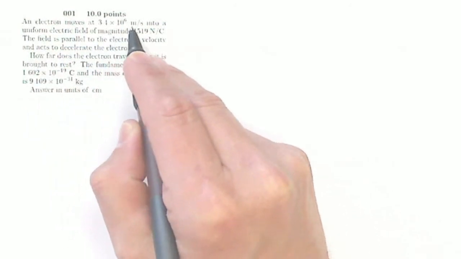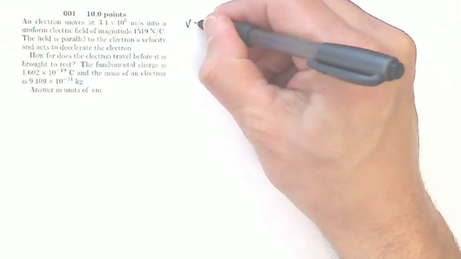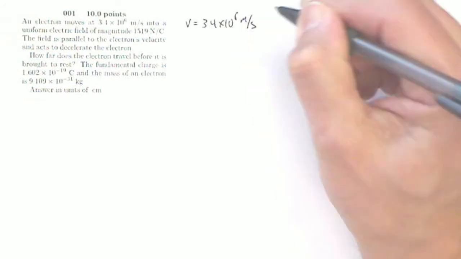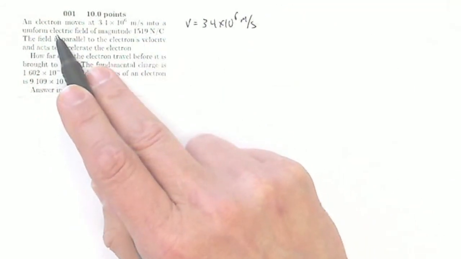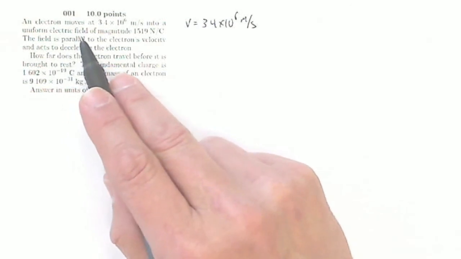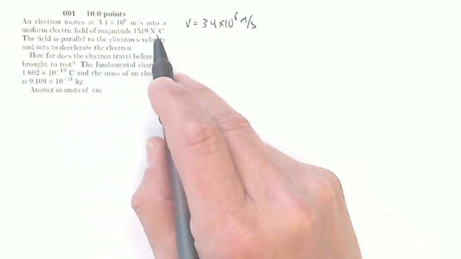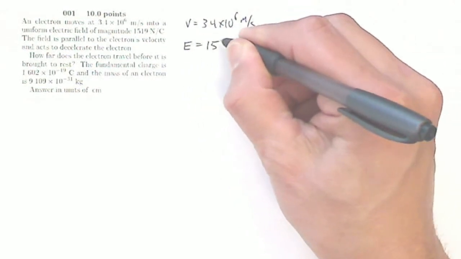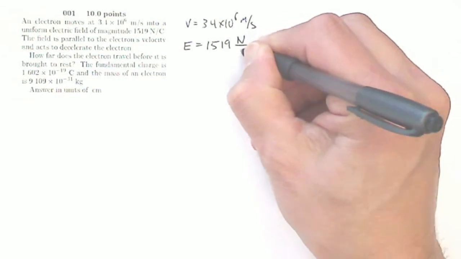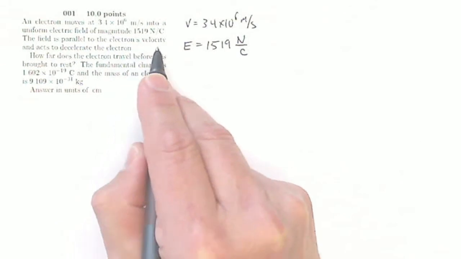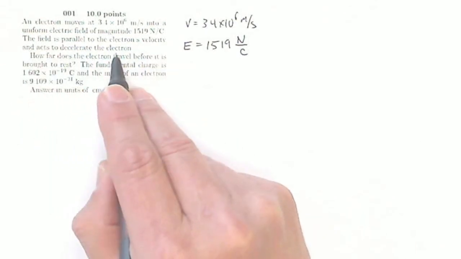An electron moves at 3.4 times 10 to the 6th meters per second. That's my velocity, 3.4 times 10 to the 6th meters per second, into a uniform electric field. Uniform electric field means I'm not going to use my point charge equations, of magnitude 1519 newtons per coulomb. So that is my electric field strength, 1519 newtons per coulomb. The field is parallel to the electron's velocity and acts to decelerate the electron.